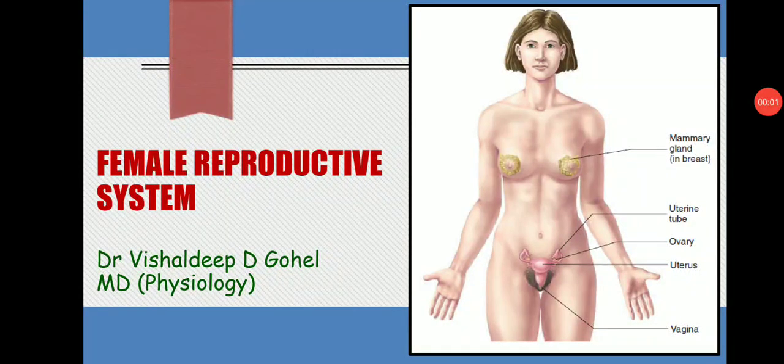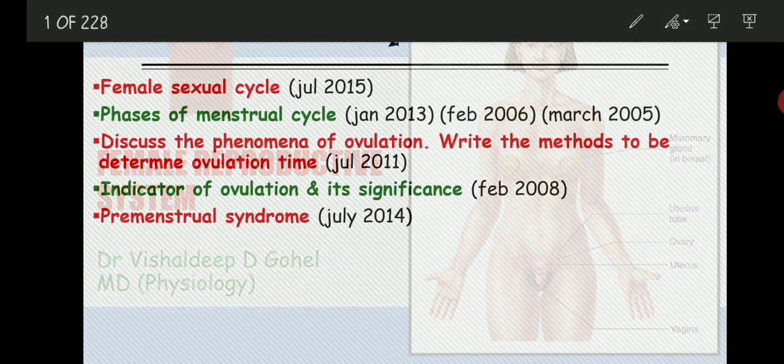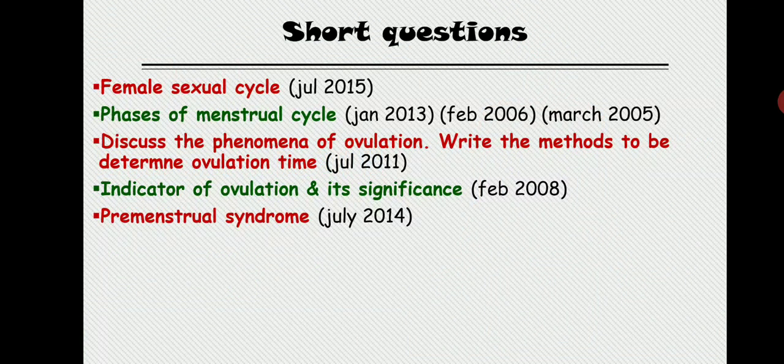Hello friends, today we are going to start the female reproductive system. The most important thing about this chapter is the questions that have already been asked in previous examinations. Mostly from this chapter, short questions are asked. These are the list of short questions that have already been asked.